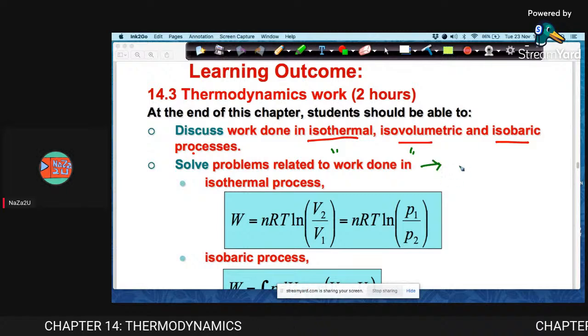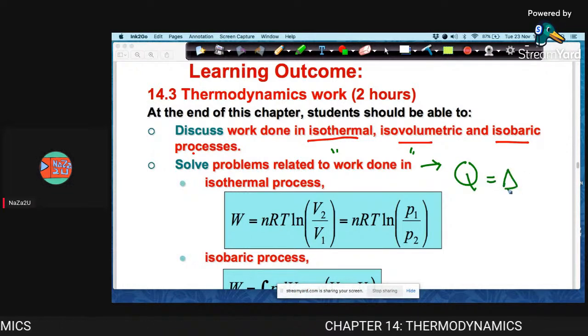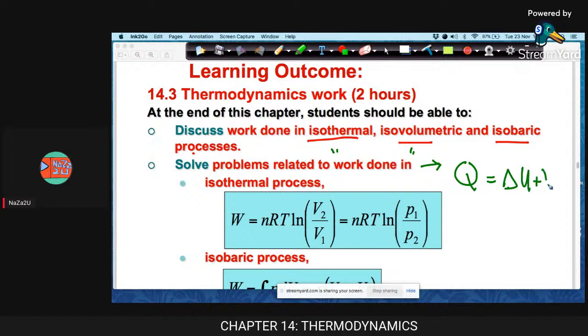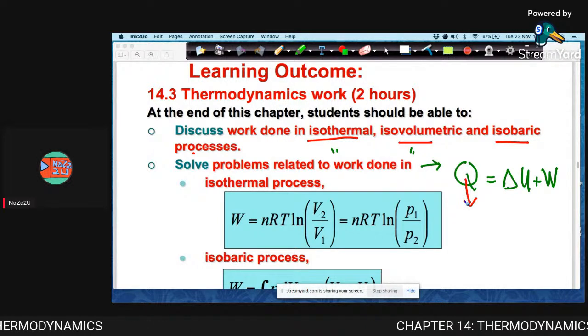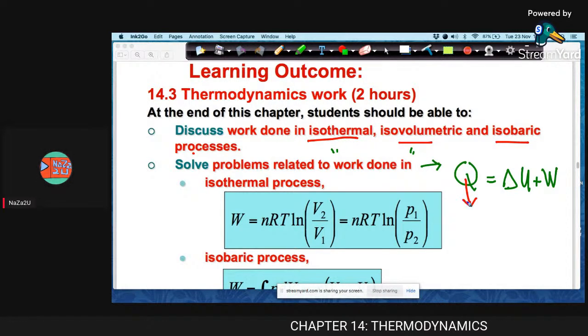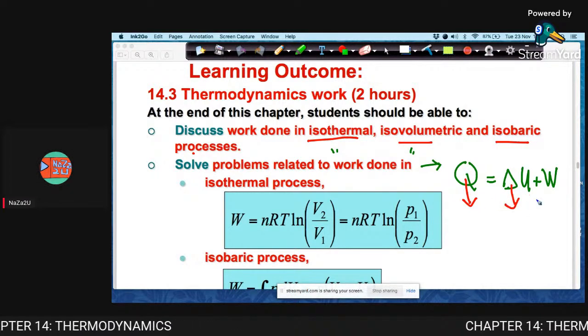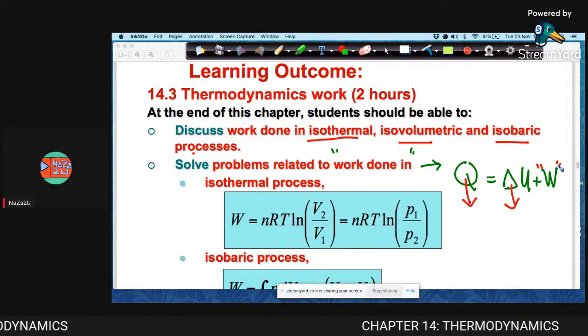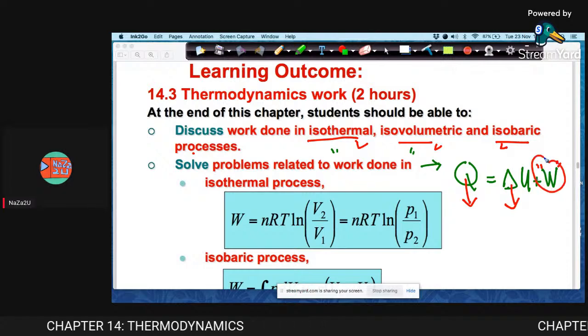if you refer to the first law of thermodynamic, Q is equal to delta U plus W, right? So Q refers to the heat transfer or heat put into the system, and delta U is internal energy, and W is work done. So now for the work done for isothermal, isovolumetric, and isobaric.